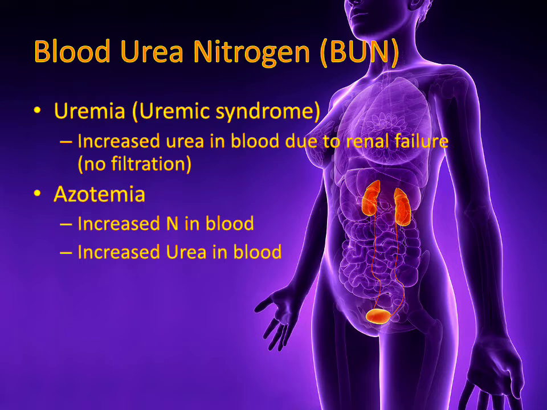When it comes to abnormal levels of urea, we really only care about increases. Increases in urea can either be due to uremia or azotemia. Uremia, as in uremic syndrome, is an increase of urea circulation due to renal disease that causes decreased glomerular filtration. Azotemia is a bit broader in its definition. It can be due to either an increase in urea or an overall increase in nitrogen. We'll take a look at both.